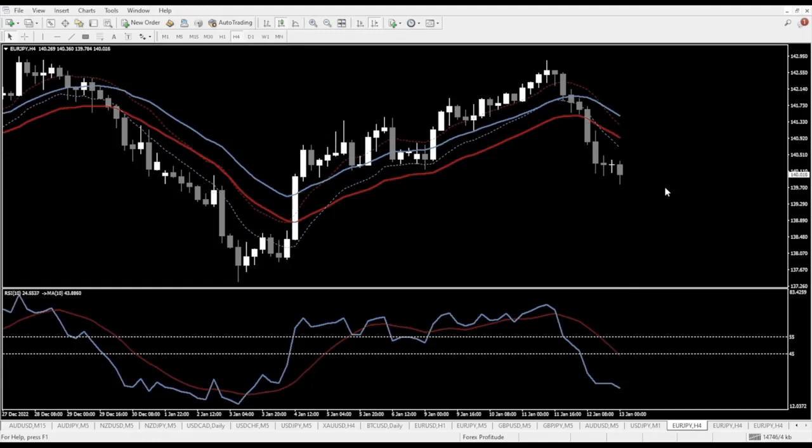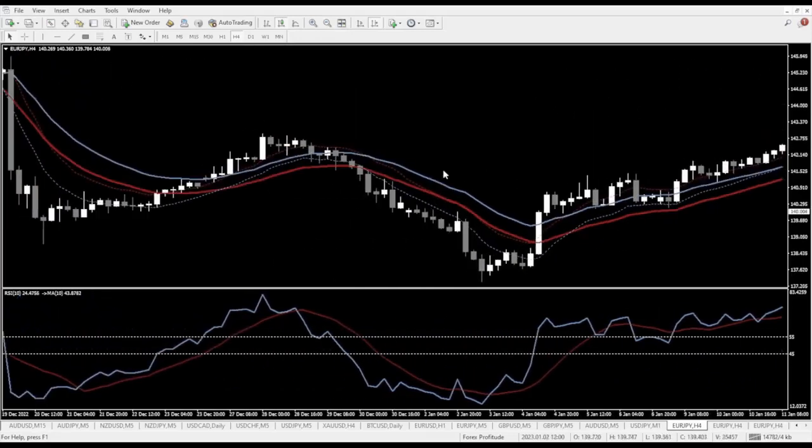Now, this is a really simple trading system, and there's not a lot more that you need to know. But there are a couple of things that I am going to tell you. I'm going to show you a couple of extra little things. Now, the first thing is letting a trade run.